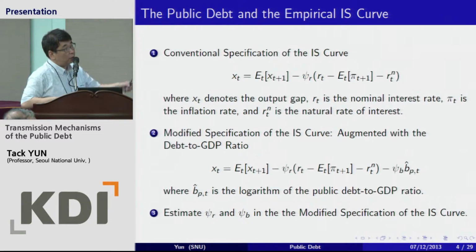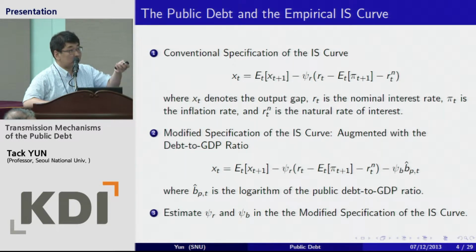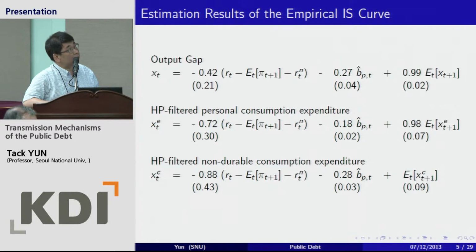BT hat is the log of the public debt to GDP ratio. And then what I want to do is estimate the second equation using the GMM method. So this is just a simple practice exercise. And then what is the result? In this slide I just summarize some results that I have.